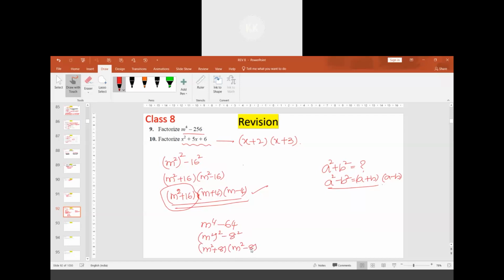Can we further write this in a different way? If you think we can write, we can write, because 8 is the square of root 8. Uday, what is root 8 whole square? Then every number can be written like this, no, sir. Since we have a square minus b square format, I am using this. So this will be (m square plus 8) multiplied by (m plus root 8) into (m minus root 8). Correct?